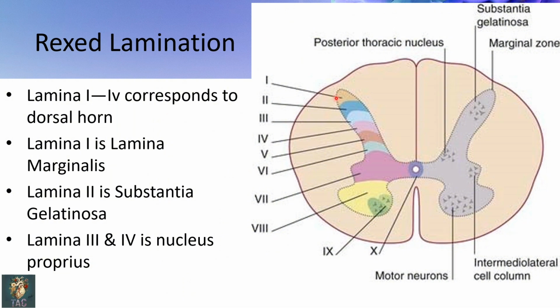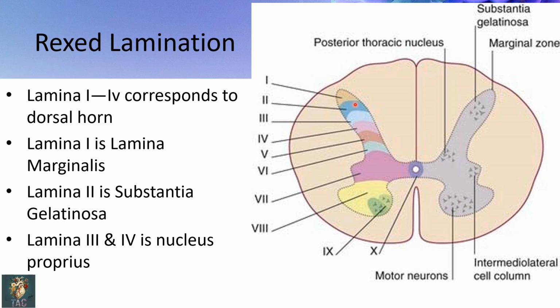Now we will discuss the Rexed lamination. This is very important. In the Rexed lamination, we divide the different parts of the gray matter into 10 laminae. So lamina 1 to 10, write down in Roman numerals. Lamina 1 corresponds to the dorsal horn, and this is the first lamina. It is a cap shaped area which covers the dorsal tip of the dorsal horn. Lamina 1 is also called the lamina marginalis.